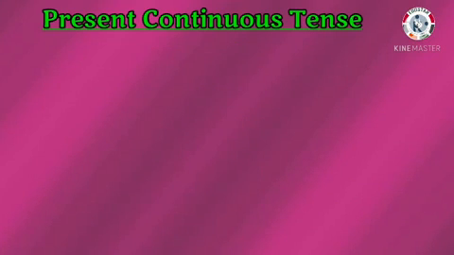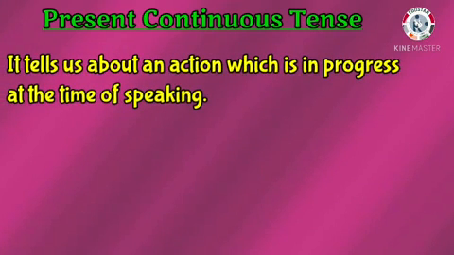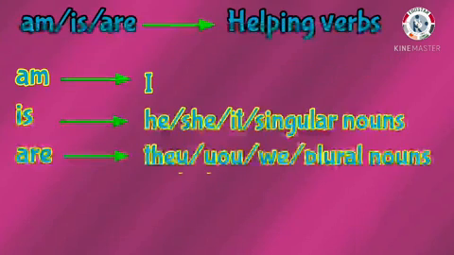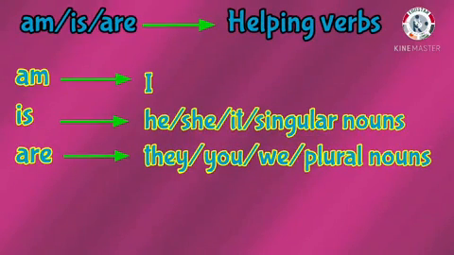Next, lesson 13, present continuous and past continuous tenses. First, let's see the present continuous tense. It tells us about an action which is in progress at the time of speaking. Such sentences are said to be in the present continuous tense. We use am, is, or are plus verb plus ing form to express this tense. In these, am, is, or are are the helping verbs. We know already where to use these helping verbs.